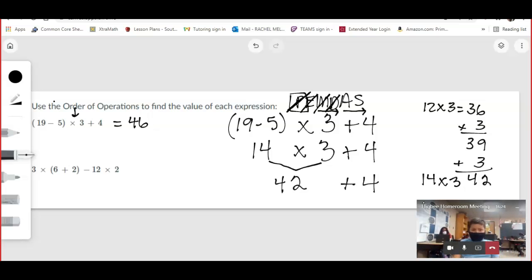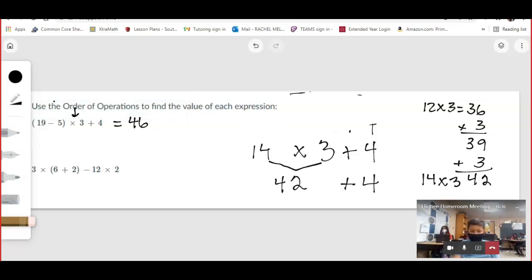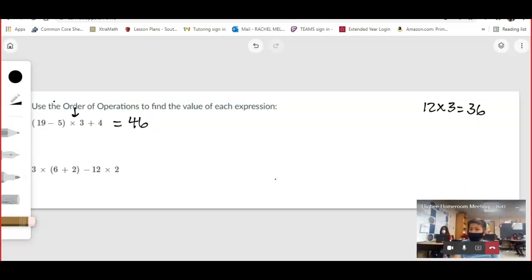Everybody with me? Any questions on that one? All right, let me erase that so I have room, and then we'll do the next one. You should not erase your work. I'm only erasing so I have room. All right, so now we're going to this one.